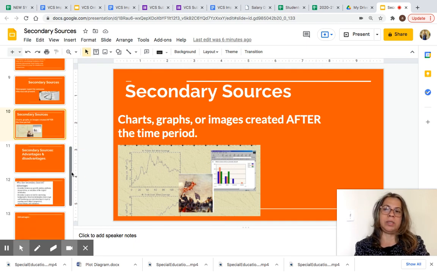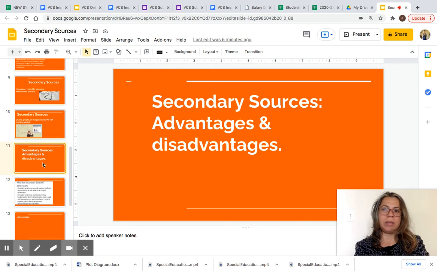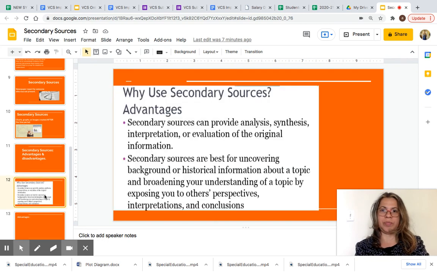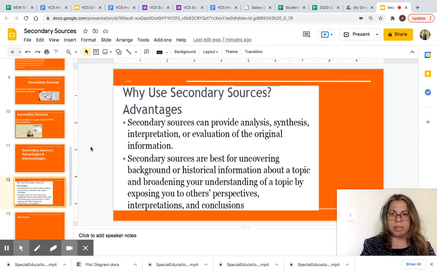Now that we looked at a few examples of secondary sources, we are going to take a look at advantages and disadvantages of secondary sources. Are you ready? Let's get started. Why use secondary sources? Let's look at some advantages. Secondary sources can provide analysis, synthesis, interpretation, or evaluation of the original information.